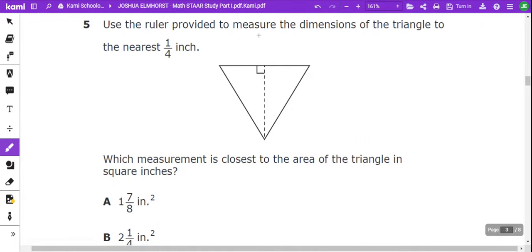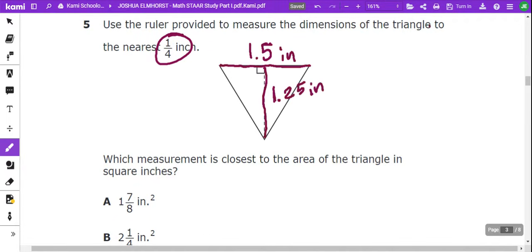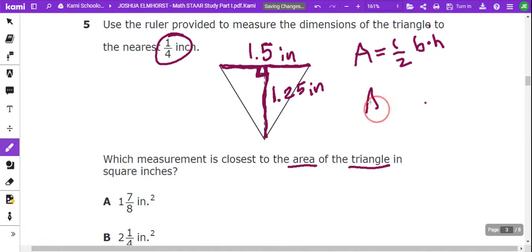Use the ruler provided to measure the dimensions of the triangle to the nearest 1/4 inch. Okay, using the ruler provided, you're going to measure the base and the height of this triangle, the ones that form a right angle. So it's going to be 1.5 times 1.25. So we need the area of a triangle. Go to your formula chart. Area equals 1/2 base times height for the triangle. And we're going to fill in the formula.